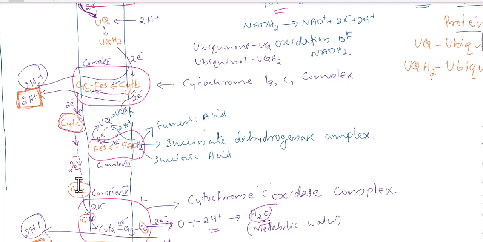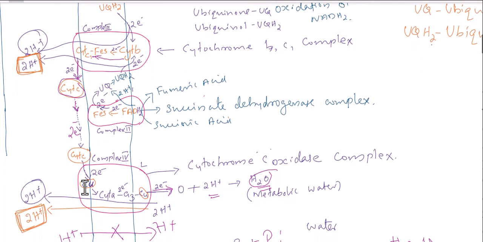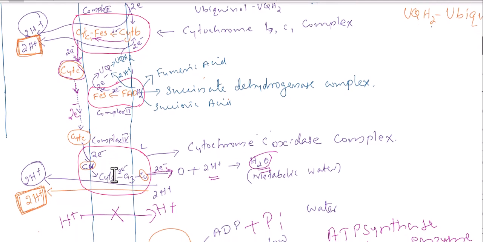The cytochrome C moves towards complex 4, and the electrons are given to complex 4. The same process occurs. During the movement of protons and electrons within complex 4, again 2 pairs of hydrogen ions are pumped to the outside. Then the electrons are given to oxygen, and that leads to the formation of a water molecule.